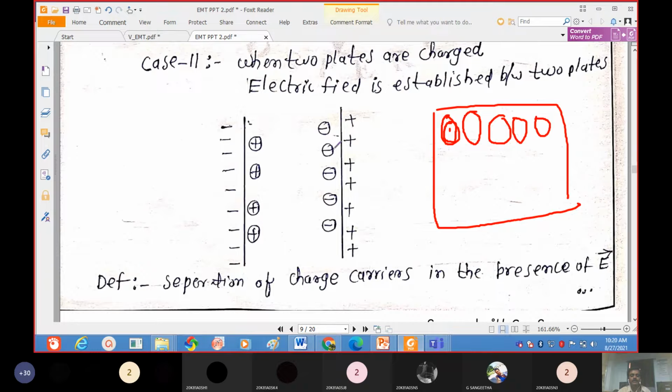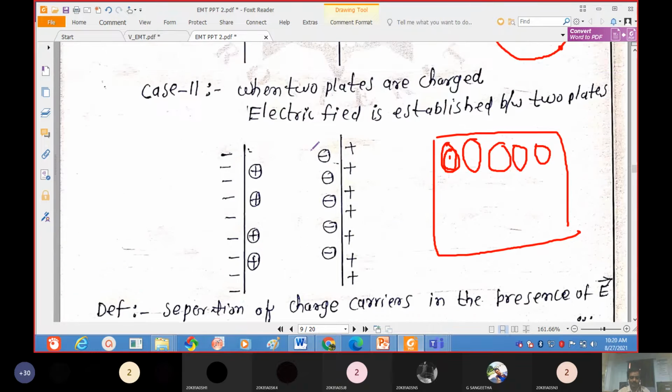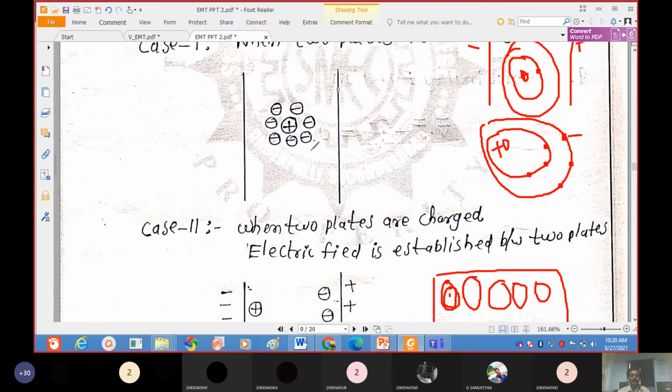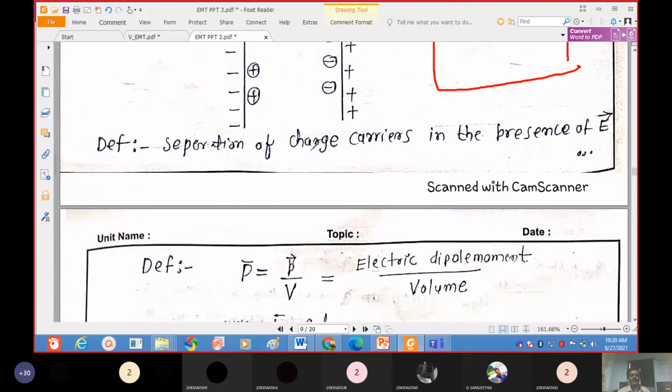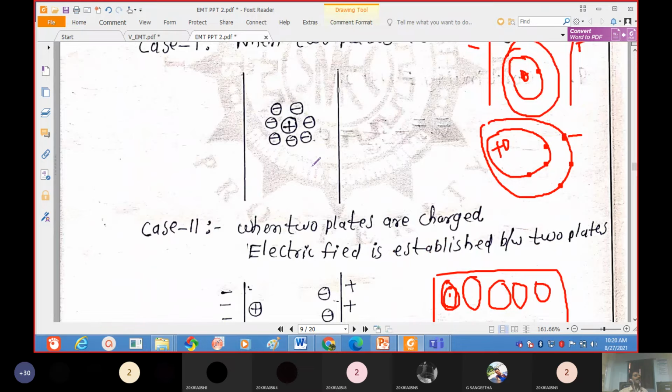This behavior of the material we call polarization. Which materials exhibit the polarization process? Those materials we call dielectric materials.